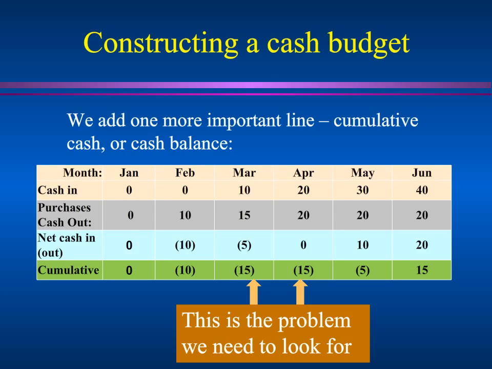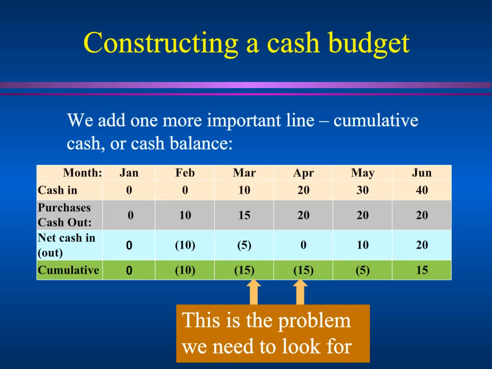This is the part that a lot of business owners don't catch. They say, well, gee, I'm only cash deficient in February, 10, and then in March, things are getting better. It's minus 5. April, we're actually even. Yes and no. It's great that things are starting to catch up, but we've still got that negative cash balance. And this is the killer.